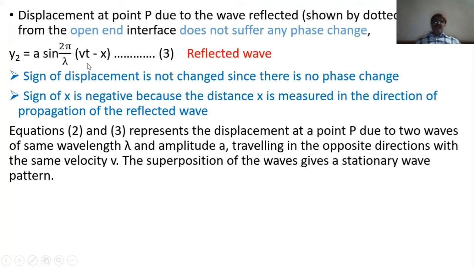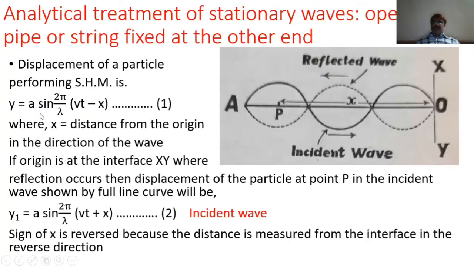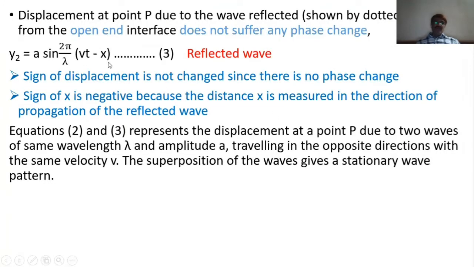So the sign remains the same. But important thing is that in case of the reflected wave, this is the incident wave. Okay, it reaches the XY interface, which is the open end, and from which it gets reflected back as indicated by the dotted curve. So what is the direction of propagation of this dotted line? From O to A. And if you are measuring the distance of point P from O, that means you are measuring the distance of point P in the same direction, that is the direction of propagation of the wave. So therefore, the sign of x in this equation will be negative. So that is the important thing.